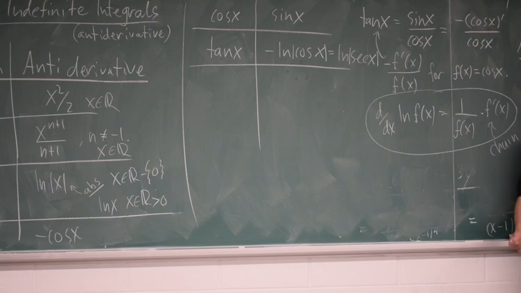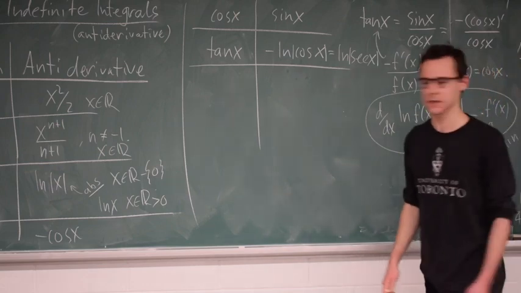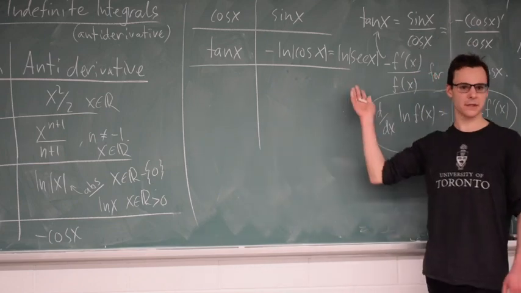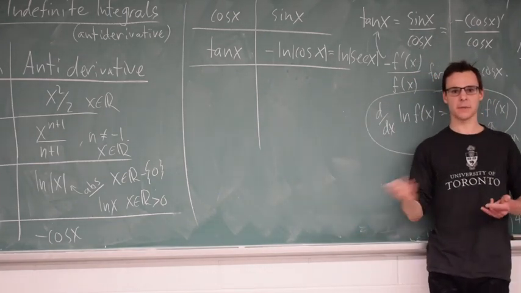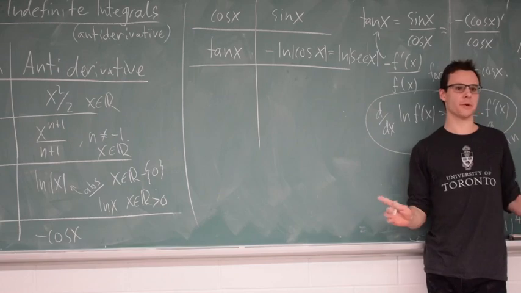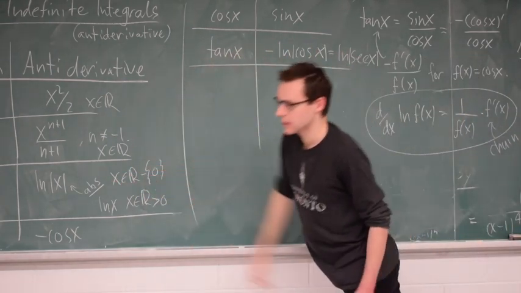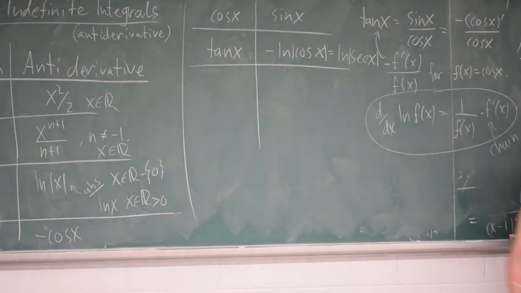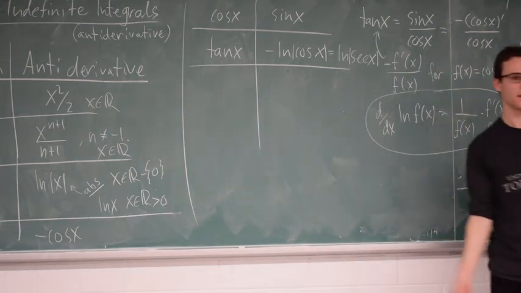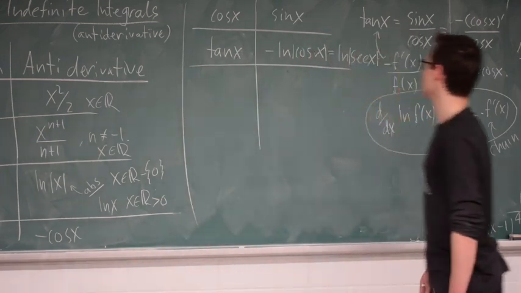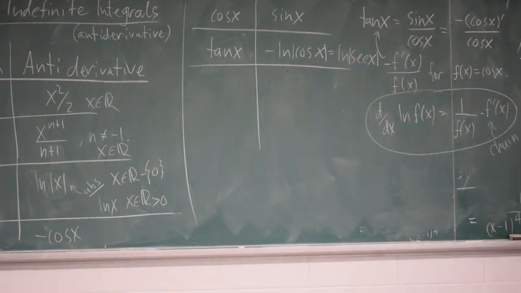But then again, secant could be negative in certain intervals. So it's better to put the absolute value. Now the formula is valid not just within certain intervals, but actually everywhere except at the points where we have an asymptote. So same case as over here. Anytime your answer involves a ln, you can stick an absolute value in there and make the answer more general.